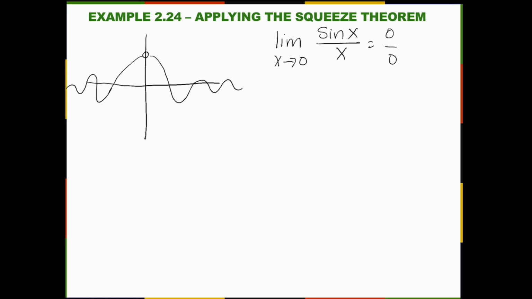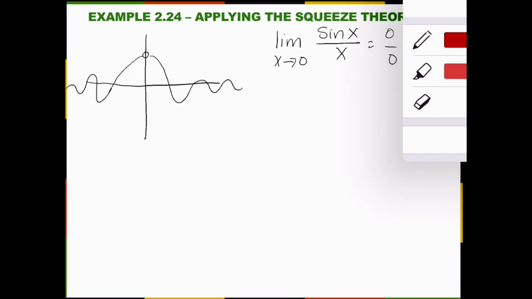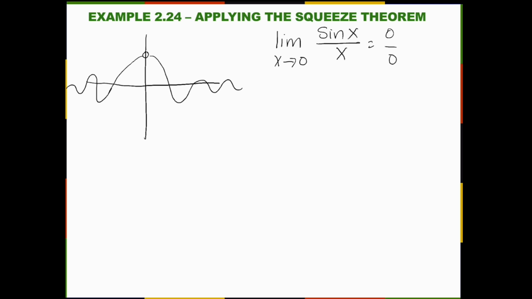Two functions that we can use to squeeze in that sine x over x. I'm going to use different colors for this. Okay, we could use cosine of x when we're close to the value of x equals 0.